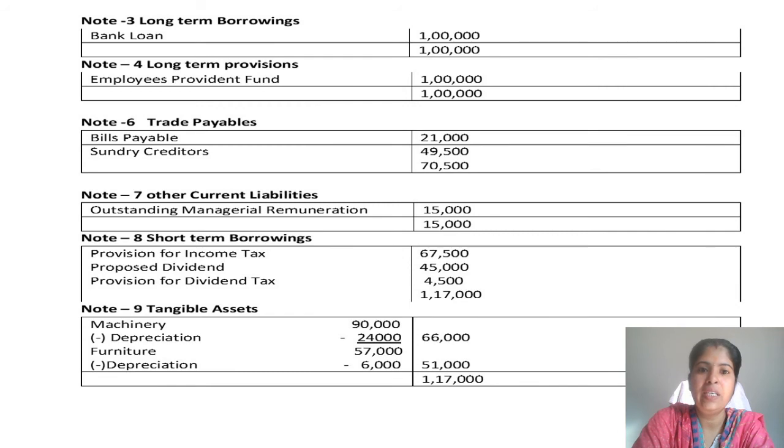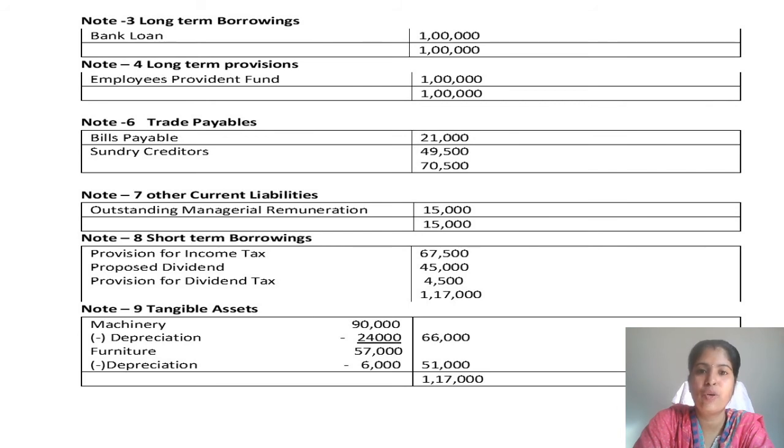Provision for dividend tax is 4,500. Total of your short term borrowings is 1,17,000. These values, most of the time, you will get from note number 2. From note number 2 you will get reserves and surplus. From there you will get it easily.